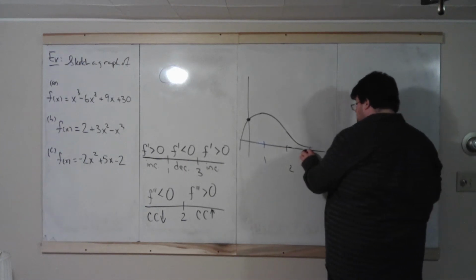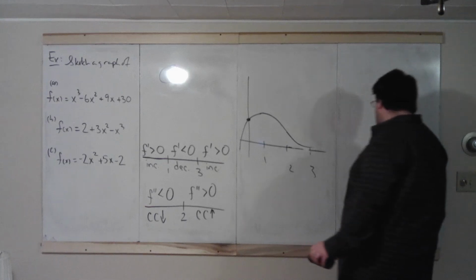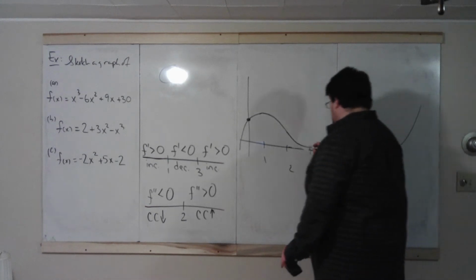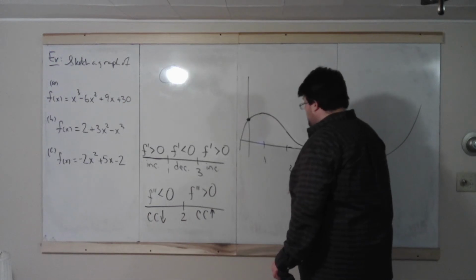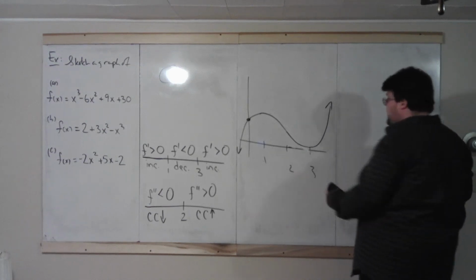And now, from 3 to infinity, our last piece, we're increasing, we're concave up. Increasing, concave up, looks like that. So we'll put one of those here. Increasing and concave up. And here we have a sketch.